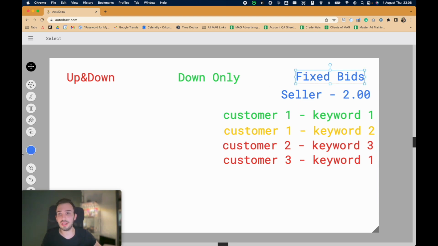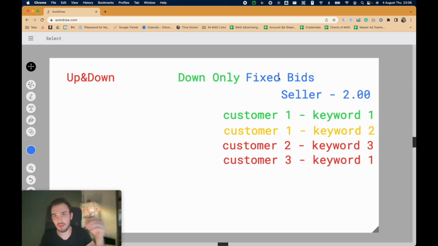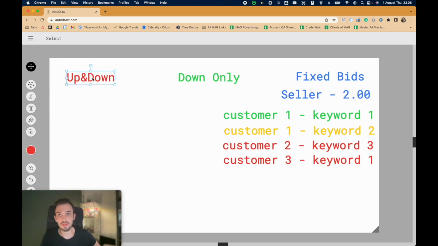So what we can say is that down only is something that we almost always use, just because we can control the bids. Fixed bids is something that we use often actually. I'm not going to say that we are not using it, but this is the more controlled way of using the account, understanding how it works, so that we are not losing the ACOS control or the traffic control. But up and down is something that we basically don't use just because it doesn't really work.